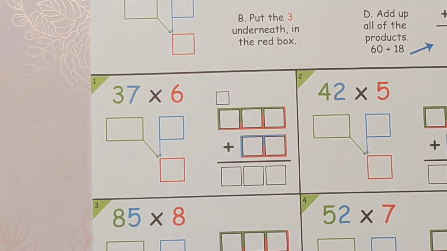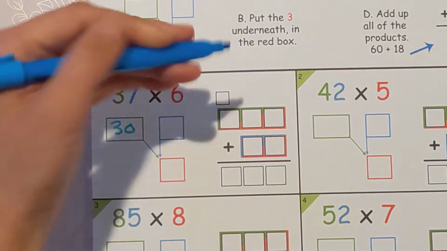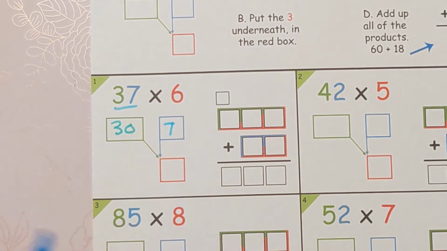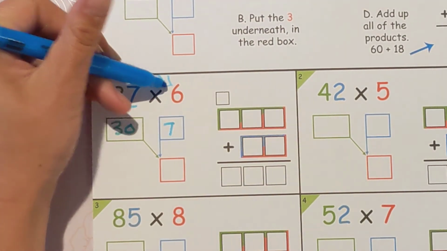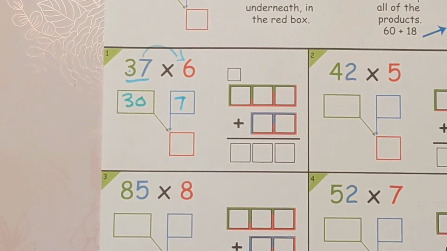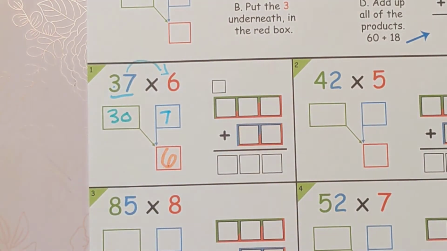So that 3, the green 3 there, is really a 30, and the 7 is a 7. 37, we split this one up. Now, since we're multiplying against the 6, the 30 needs to multiply against the 6, and the 7 needs to multiply against the 6. And that's why we have its own separate box down here for the 6.